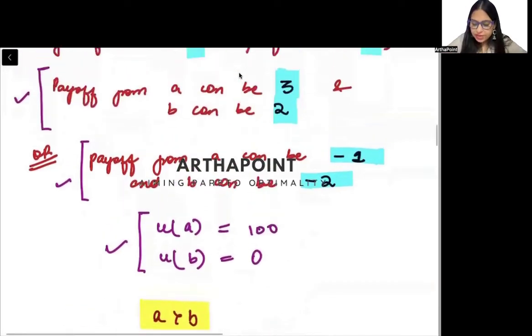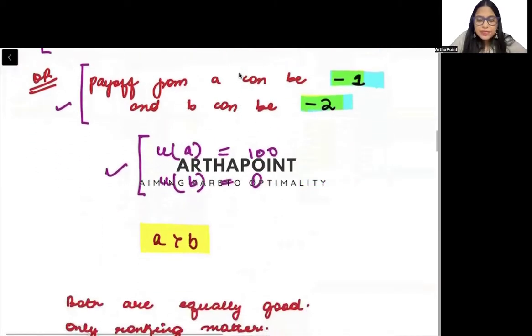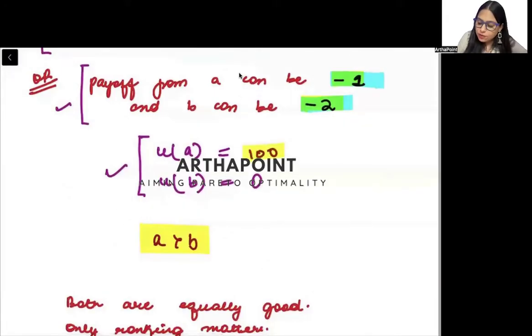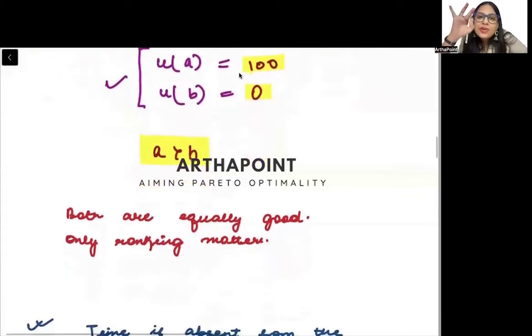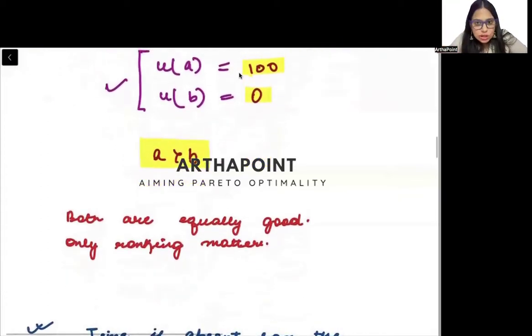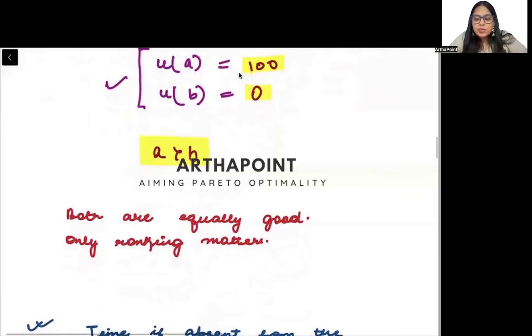Right? So it does not matter to me. मुझे कोई फर्क नहीं पड़ रहा whether A is given a payoff of 3 and B 2. ये बताता है मुझे A is preferred over B. Whether A is given a payoff of -1 and B -2. This also tells me A is preferred over B. Or whether A is given a payoff of 100 and B 0. This also tells me A is preferred over B. So all these three are equally good to me. I am concerned with ranking and I am not concerned with the payoff, right?